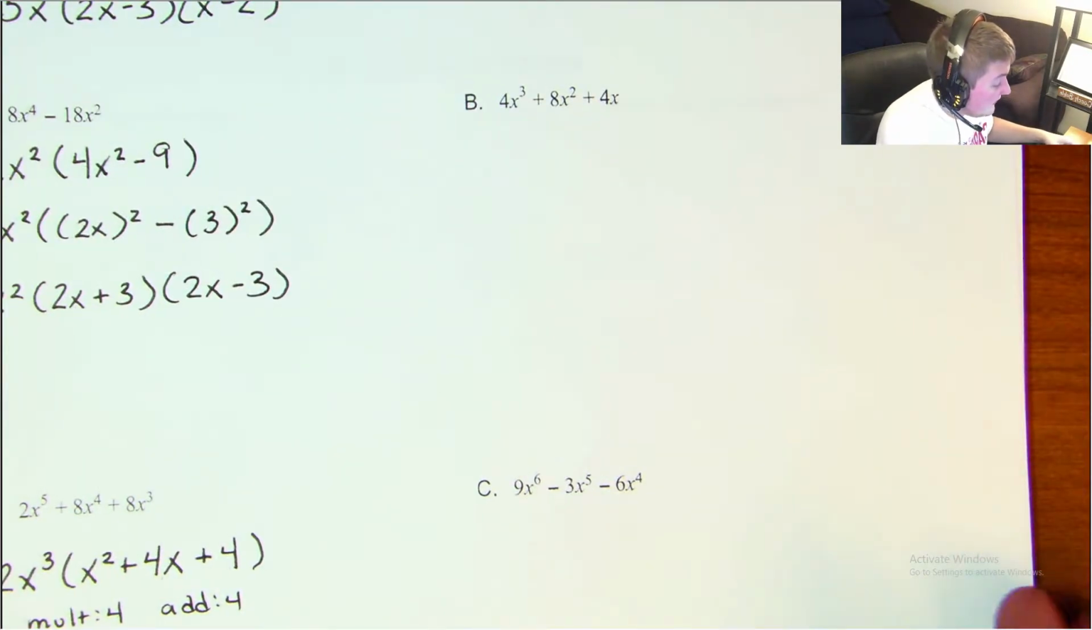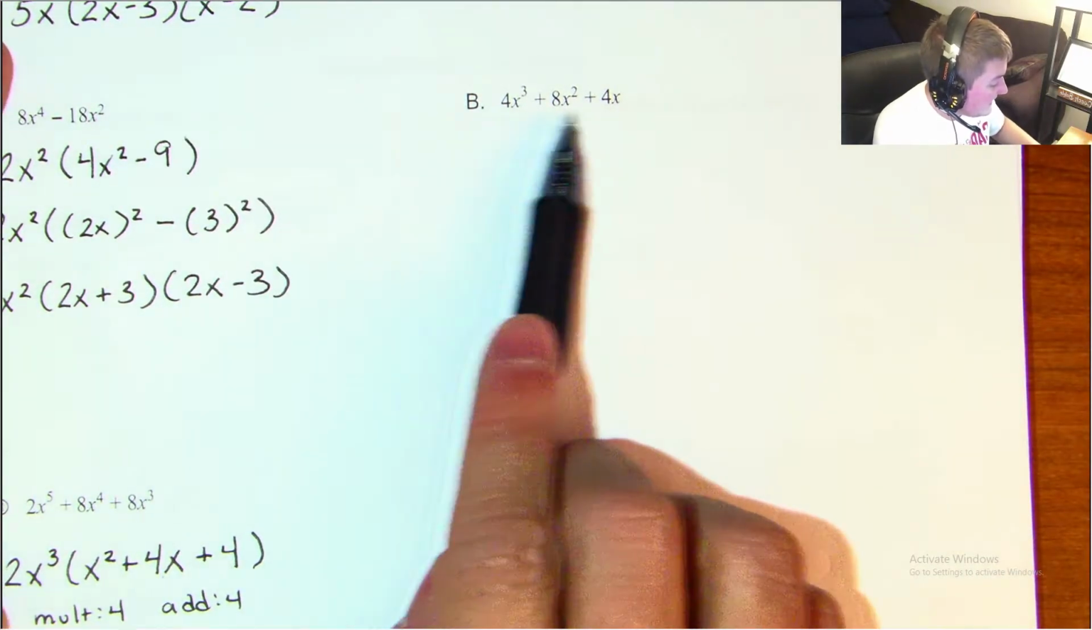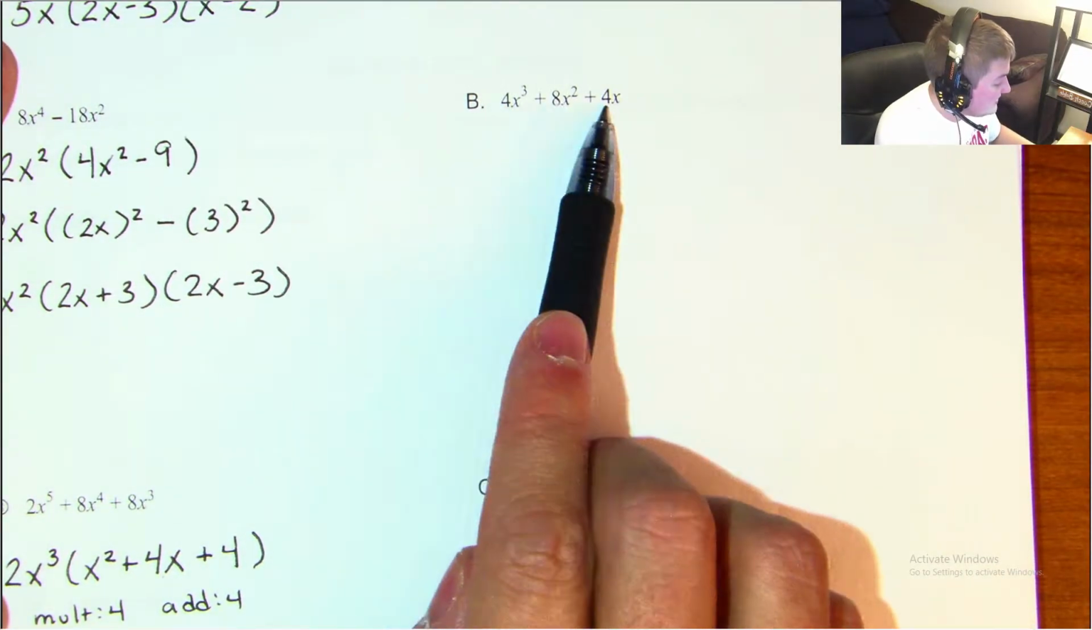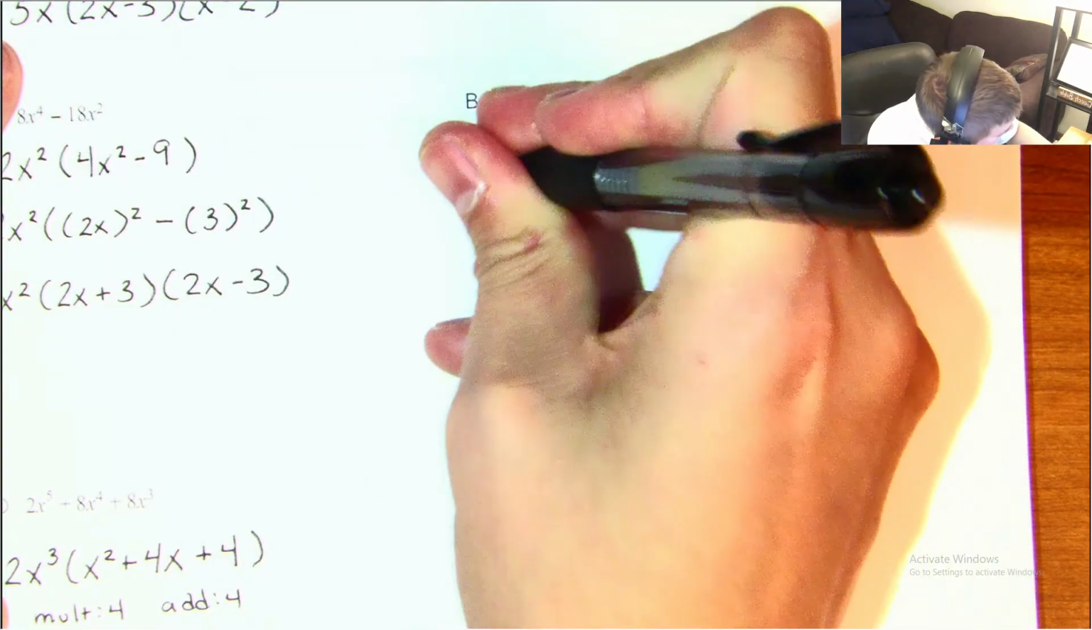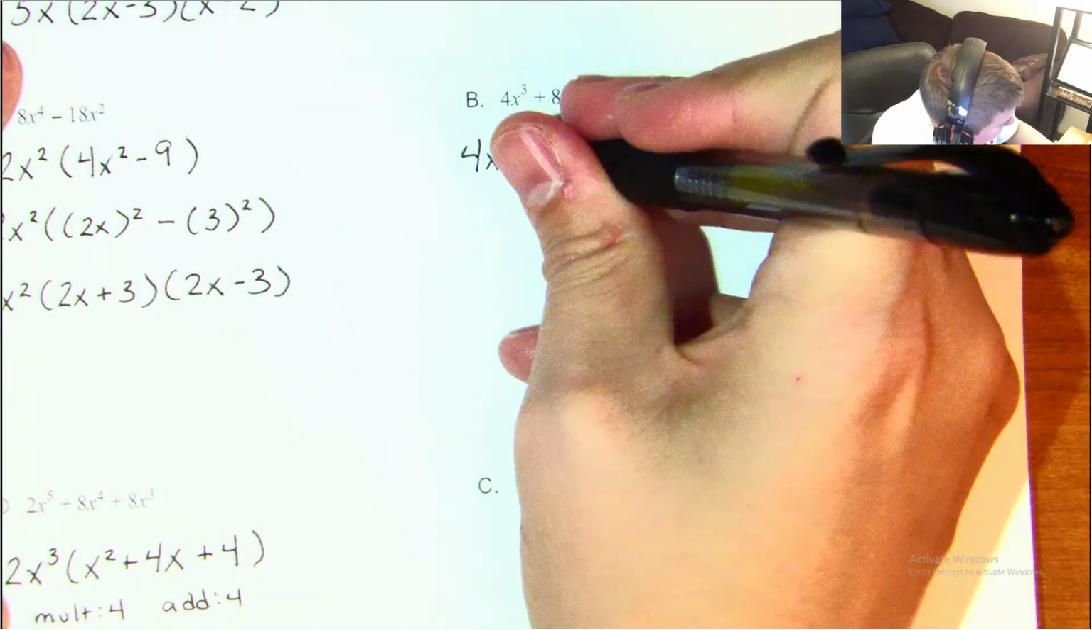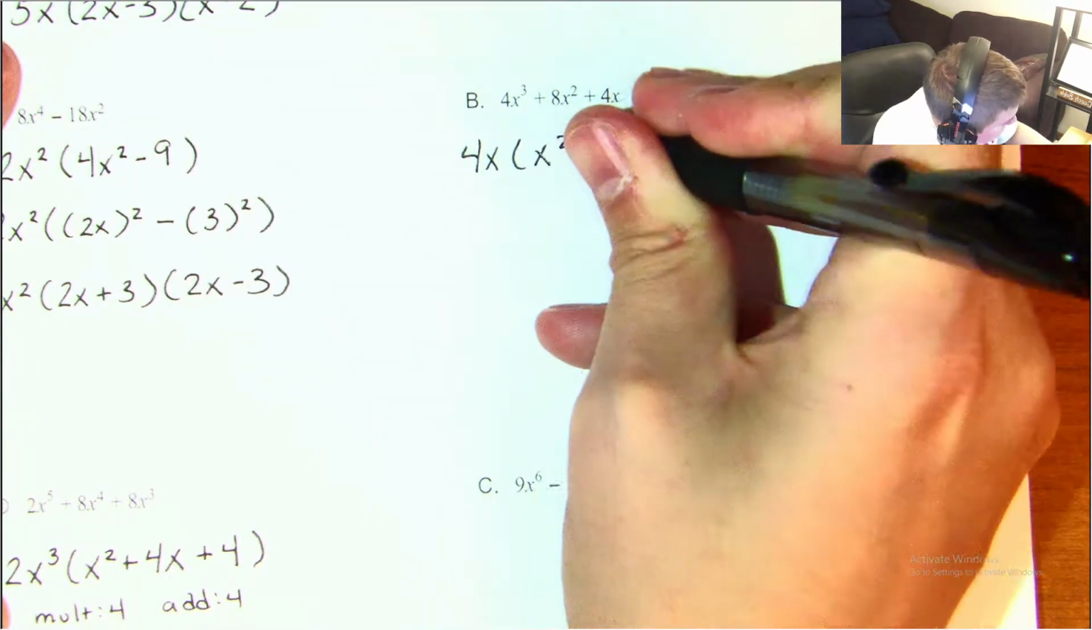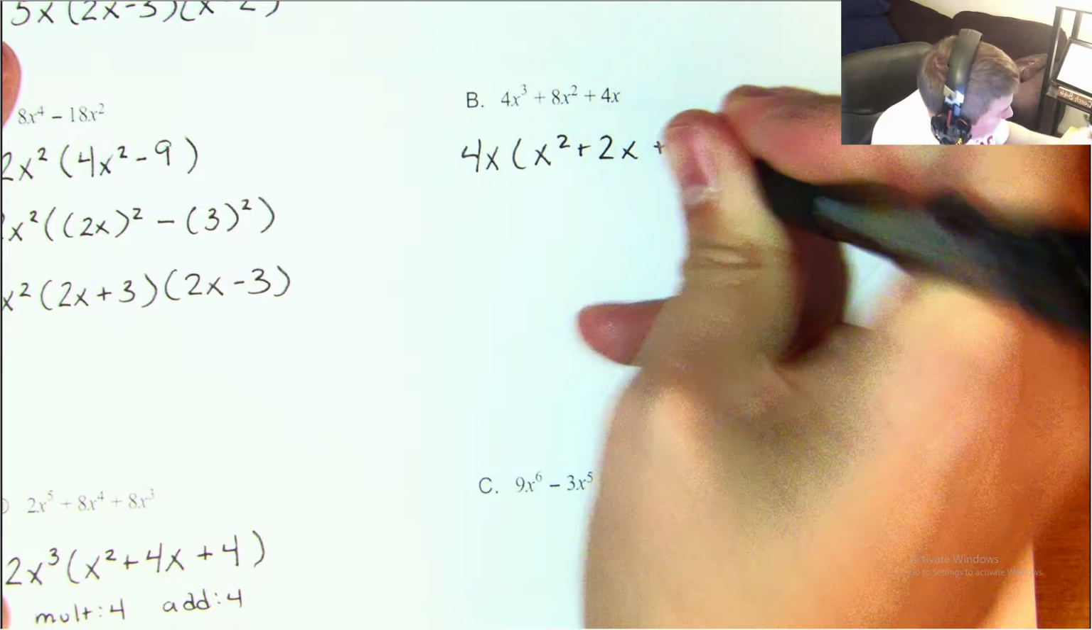Okay, letter B. Letter B, I'm identifying 4 and an x as the greatest common factor. 4 divides into each of these numbers. X divides out of each of these variables. So I'm going to take a 4x out. And when I take a 4x out, I get x squared plus 2x plus 1.